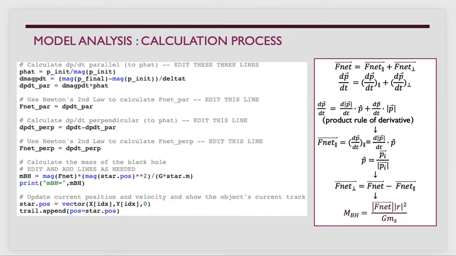And here we do not need to use the product rule of the derivative to calculate the perpendicular component, because we already know F net. So we can calculate F net perpendicular, which is equal to F net minus F net parallel, and then we can calculate the mass of the black hole.